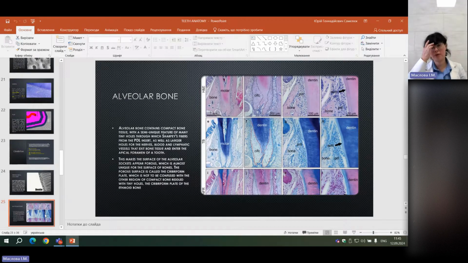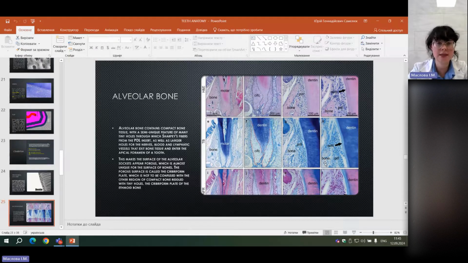This slide shows you the microscopic photos with the root, dental pulp, dental root, dental periodontal ligament, and alveolar bone.